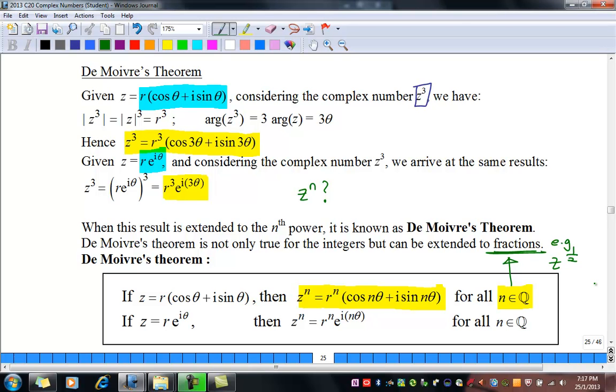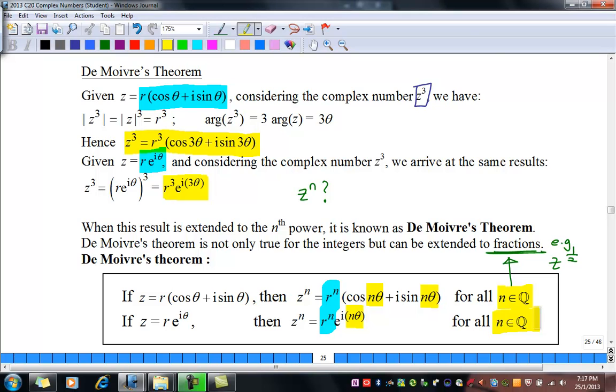So if we are given z in exponential form instead, then it will look like this. But it's essentially the same thing. Allow me to focus your attention. Essentially what happens is the modulus is raised to the power of n, while the argument is just multiplied by n, and that is it.